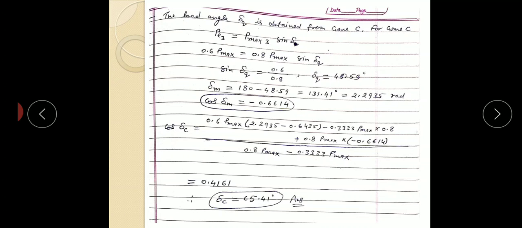Now apply the formula for cos delta C. This is equal to 0.6 Pmax times (2.2935, this is delta m, minus delta naught), minus the value of Pmax2 into 0.8, plus 0.8 Pmax into minus 0.6614, divided by 0.8 Pmax minus 0.3333 Pmax. So after solving we get delta C equal to 65.41 degrees. So this is the answer of this question. It's a very simple question.